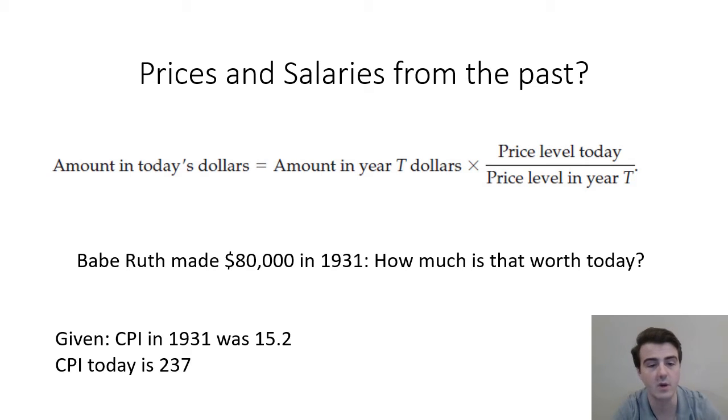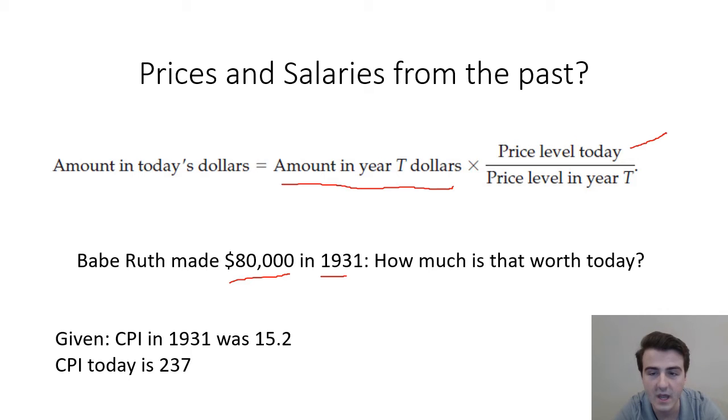Well, we're going to need some things. We're going to need to know how much was earned. So that's that $80,000. And year T in this example is going to be 1931. And then we're going to need today's price level, and we're going to need the price level in year T, in this case 1931. Well, CPI is going to be our measure of price level. So CPI in 1931 was 15.2, so we'll plug that in right there. And CPI today is 237, and we'll plug that in right here.